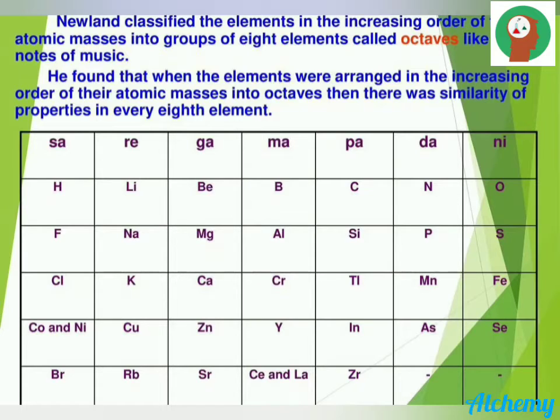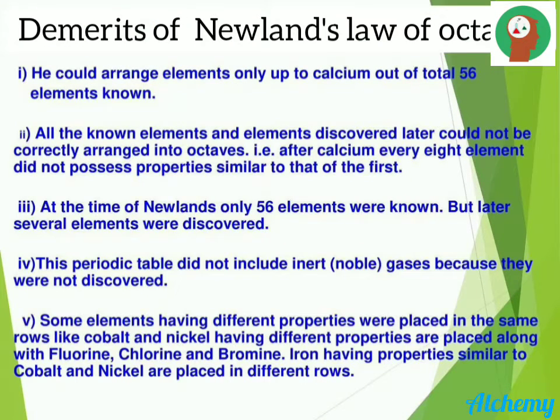Starting from sodium, the 8th element is potassium, and from potassium, the 8th element is copper, and from copper, the 8th element is rubidium. Thus, all the elements arranged within the same vertical column, like lithium, sodium, potassium, copper, rubidium, etc., will have the same chemical and physical properties. The demerits of Newlands' law of octaves are: he could arrange elements only up to calcium out of the total 56 elements known. All the known elements and elements discovered later could not be correctly arranged into octaves. That is, after calcium, every 8th element did not possess properties similar to that of the first.